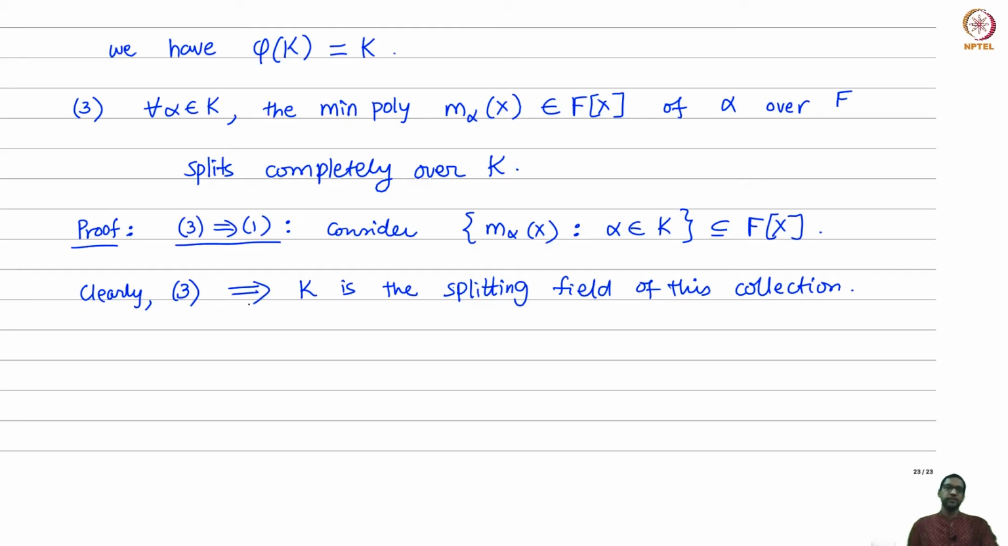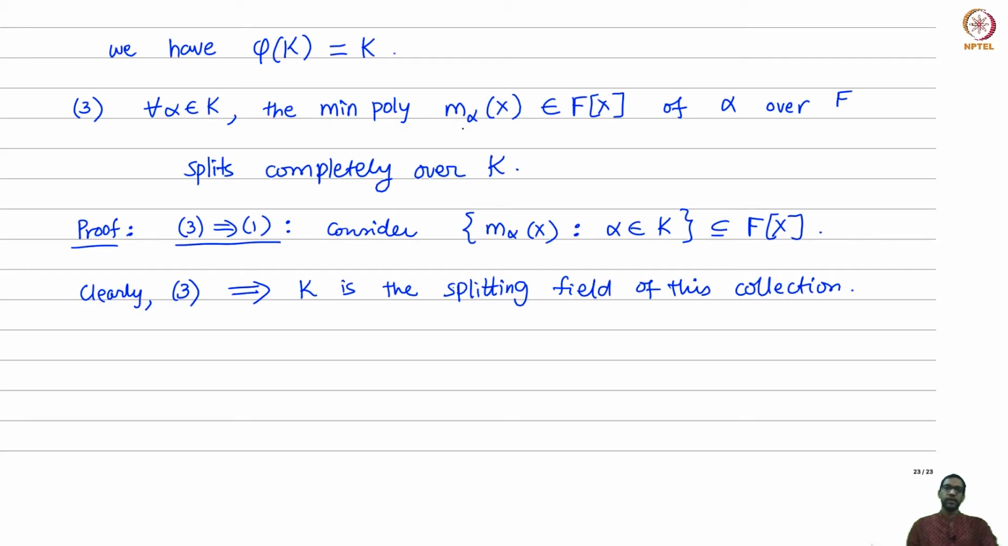Why? I need to check two properties: that every polynomial in my collection splits, that's what 3 says, and the fact that it is a splitting field says that if I take f and take the roots of all these polynomials, the subfield they generate should be the whole field. But remember, alpha is the root of m alpha of x, right?